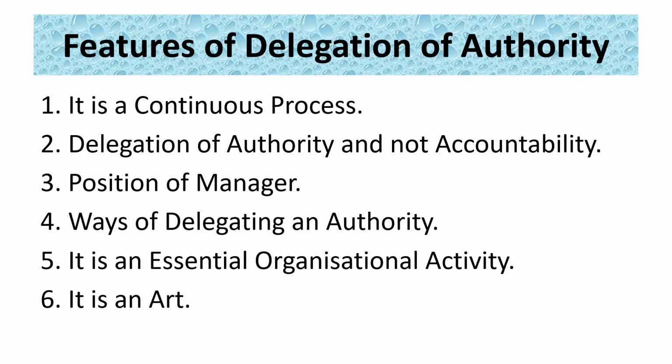The first point is, it is a continuous process. Delegation of authority is a continuous process. Each superior gives his power to the subordinate to use independently within the limits set by the superior. Next point is delegation of authority and not accountability. Managers delegate work and authority to their subordinates, but they remain accountable to their higher authorities for the performance of the task assigned to subordinates.